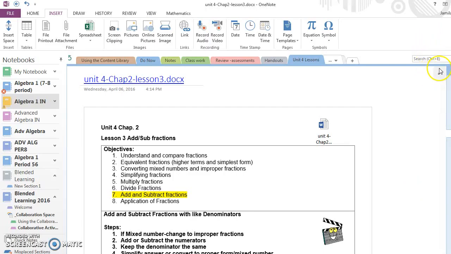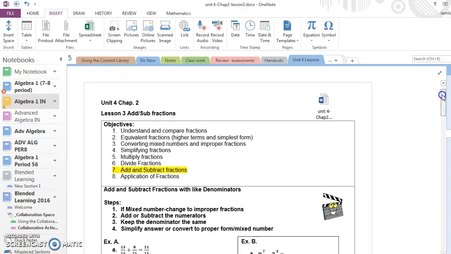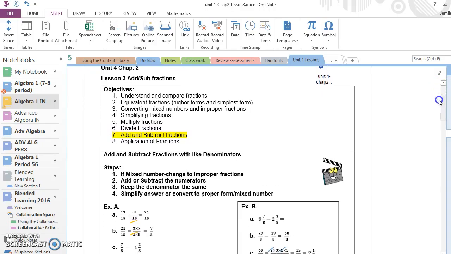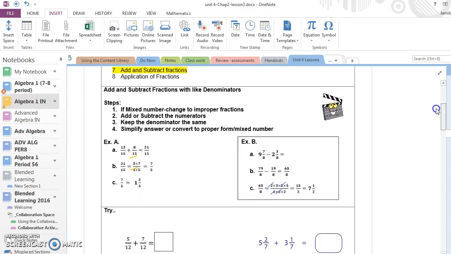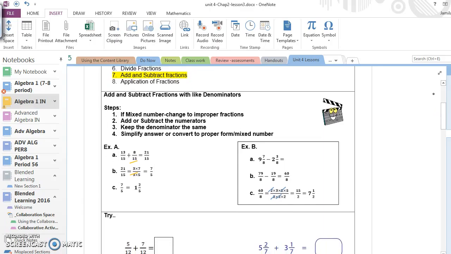Okay, so now this is Unit 4, Chapter 2, Lesson 3, Adding and Subtracting Fractions. So, as I mentioned previously in other lessons, adding and subtracting fractions require a common denominator. The first example we'll look at are fractions that already have the same denominator.